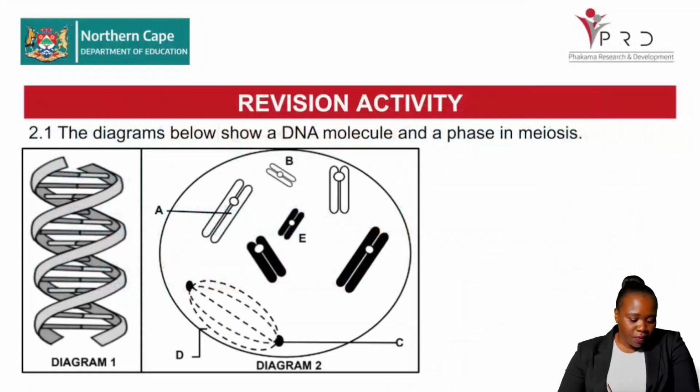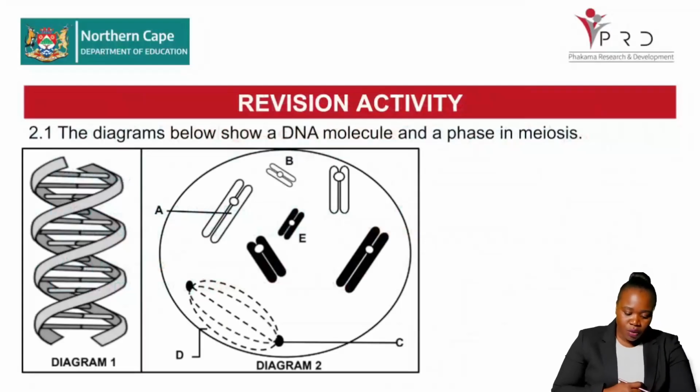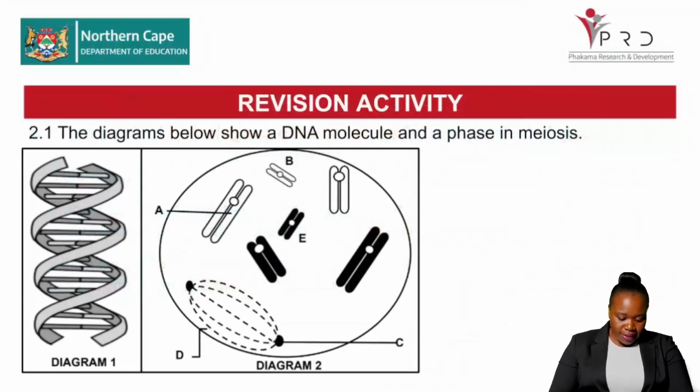Okay. Now, let's have a look at another activity based on meiosis. It says the diagrams below show a DNA molecule and a phase in meiosis. Diagram 1, as we can see, we have a DNA molecule, and in diagram 2, we can see that we are looking at a phase during meiosis, right? So let's have a look at the labels.